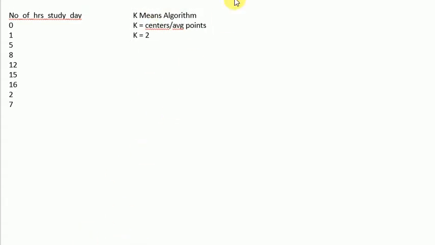Let us assume that the two center points are 5 and 15. I have randomly taken these two center points; there was no such correlation. And now, let us write the data in a sorted fashion.